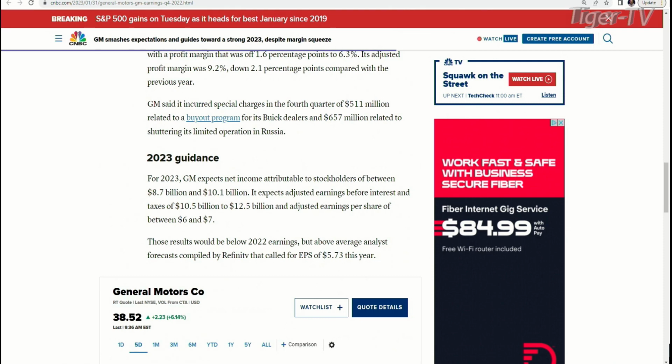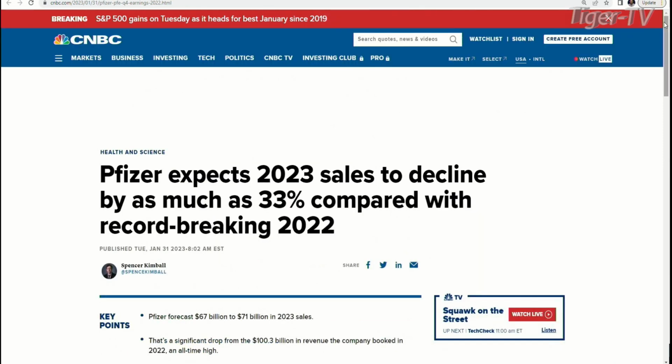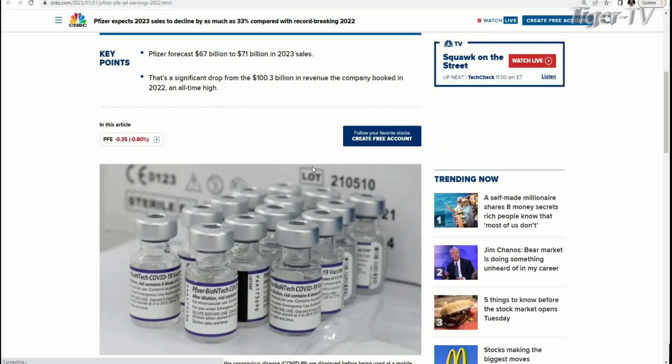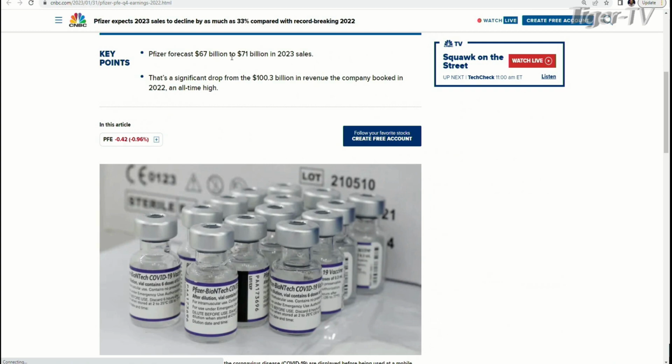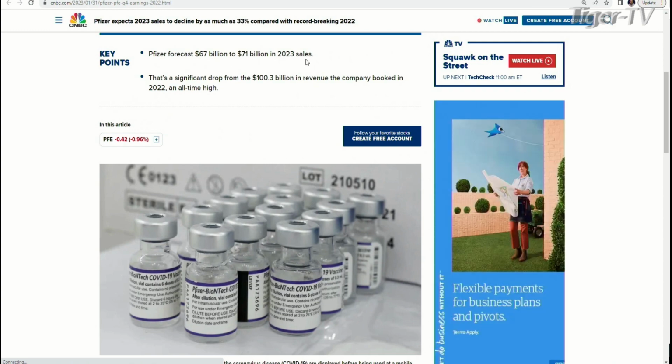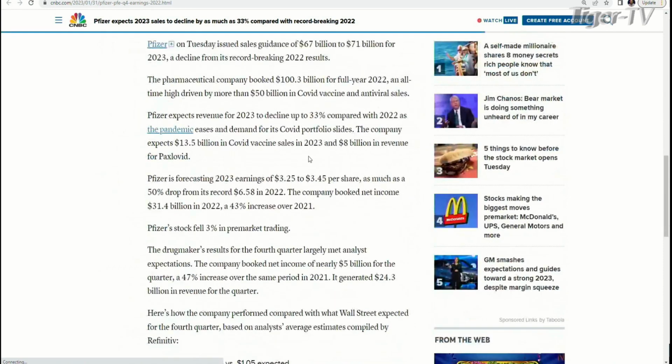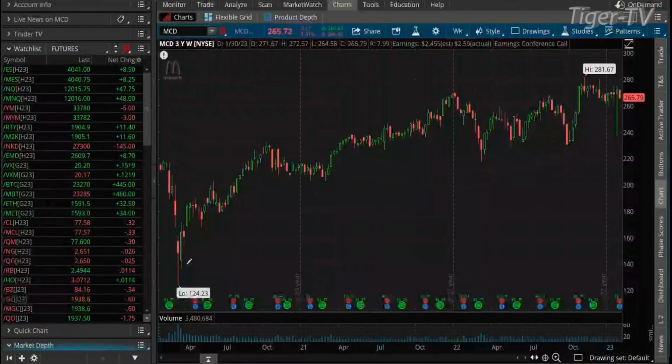We talked about Exxon. Yeah, Pfizer. So Pfizer, they're going to see a dip in their numbers, man. Sales to decline as much as 33% compared with the record-breaking year they had last year. $67 to $71 billion coming up. Not bad, but guess what? Well off the $100 billion in revenue the company booked in 2022. Earnings, as much as a 50% drop: 325 to 345. They made 658 last year. Yeah, they're a little bit lower in the market, but the market knew this. Mostly.